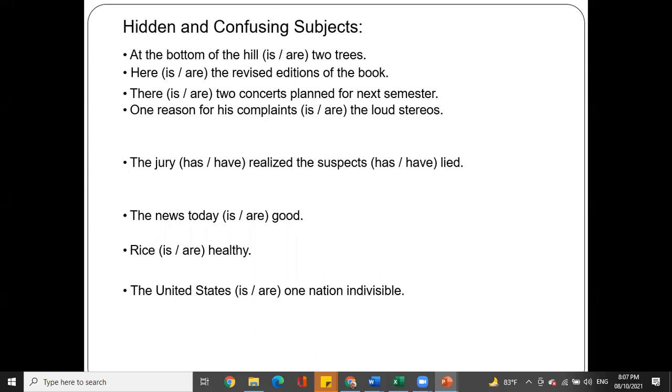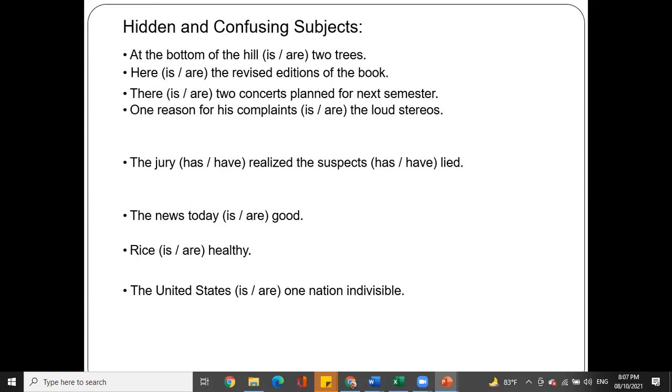The jury has realized the suspects have lied. So jury is what we call a collective noun. They represent a number of people or a number of entities, but they are singular as well. How crazy the rule is, right? Like mass nouns, they are singular. Other examples of a collective noun is a class.